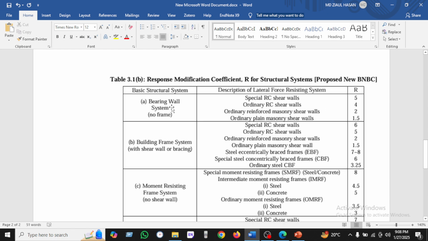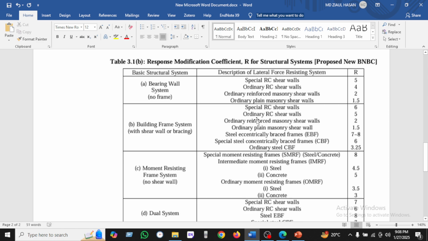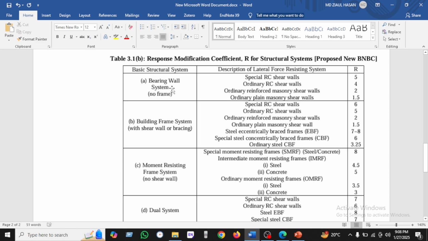R values are given for the bearing wall system. We can see the special RC wall and ordinary shear wall. In this case we can see no frame, which means it will be a brick wall. So it is very complicated in our country. Most of the buildings are abandoned, the no-frame wall is not used, as the brick wall is prohibited, avoided because the seismic effect will be very high. That's why we are not using this case.